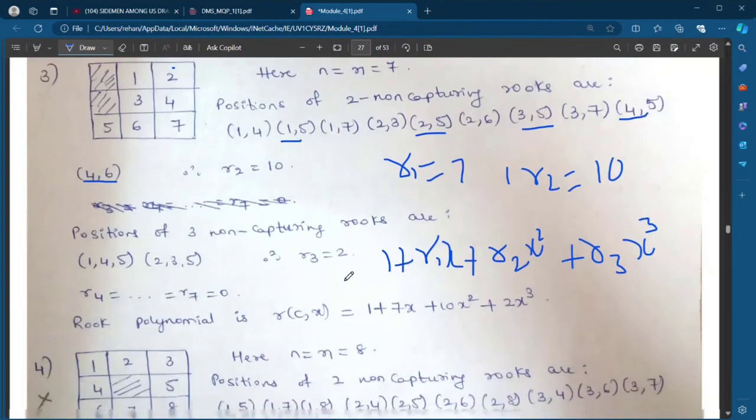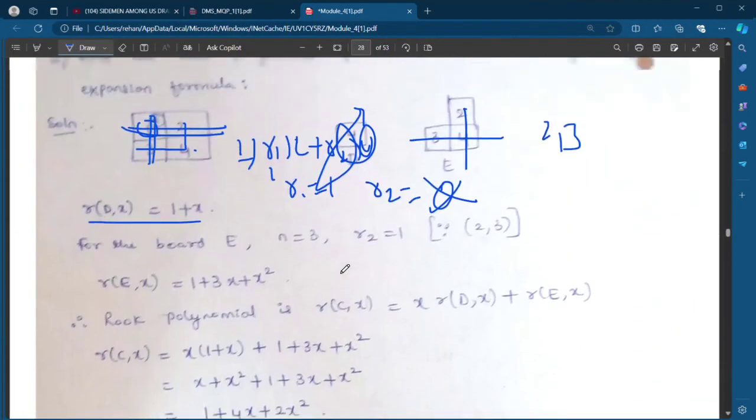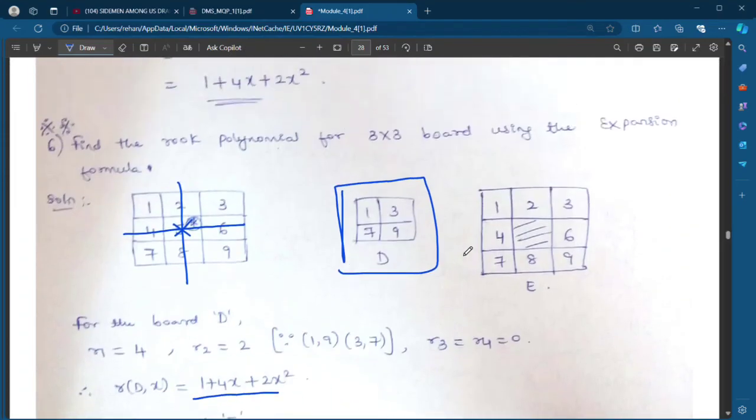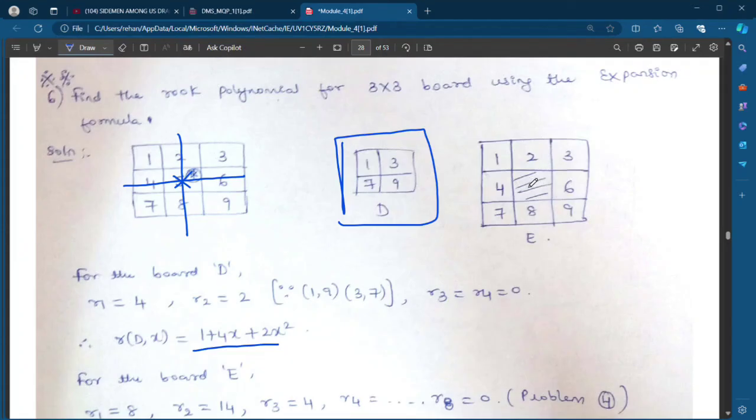It will be the same as the first equation we had solved here, right? For this you will get this equation: 1 plus 4x plus 2x squared for D. Whereas for E, we are not considering this. So first I can take this. See here, if I am considering 1, I can take 1 comma 6, 1 comma 8, 1 comma 9. Same way you have to see. If I am considering 2, then 2 comma 4, 2 comma 6, 2 comma 7, 2 comma 9.